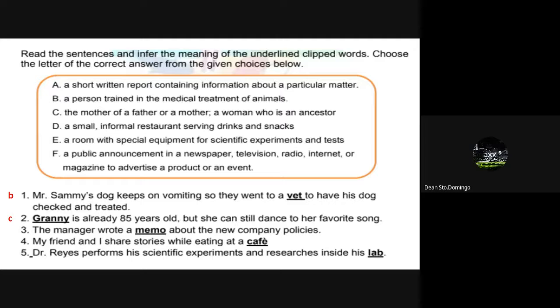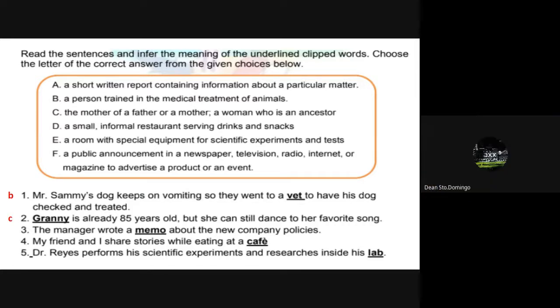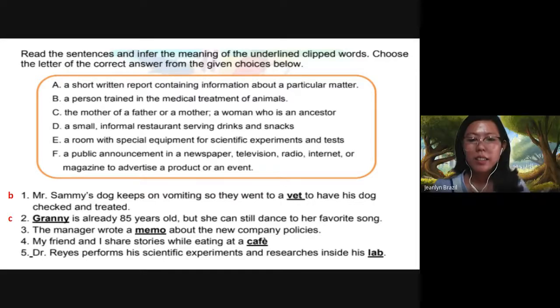The manager wrote a memo about the new company policies. So, the manager wrote a memo about the new company policies. What is the correct answer for this statement? What's the meaning of memo? What's your answer, Dean? What is letter A, Dean? Can you please read letter A? A short written report containing information about a particular matter. Okay, you're correct. Number three is letter A.